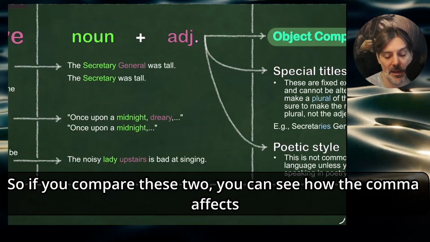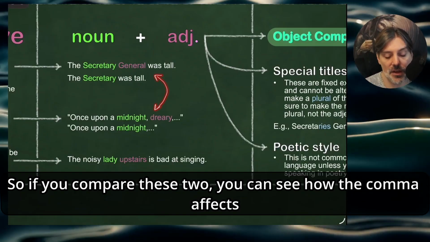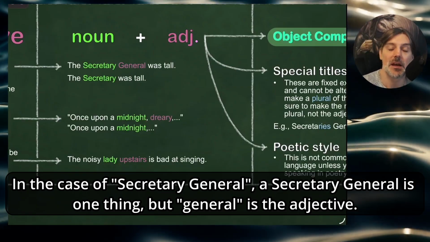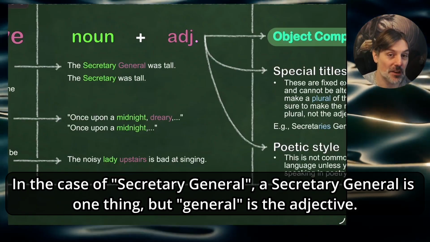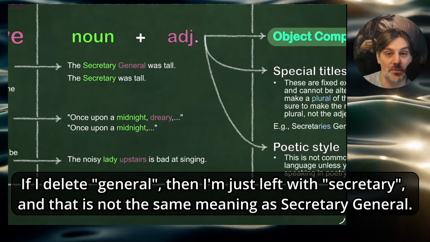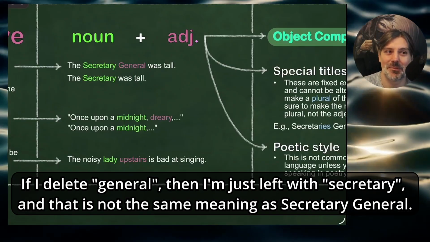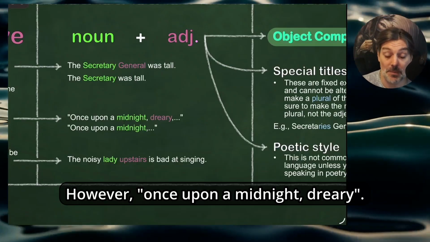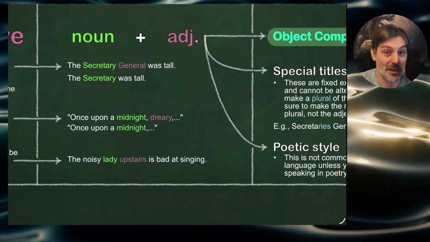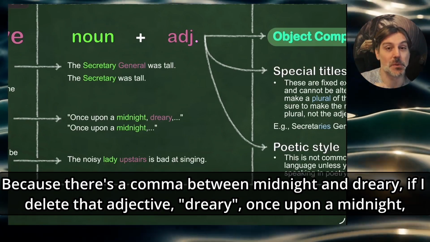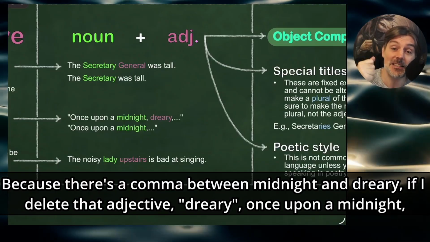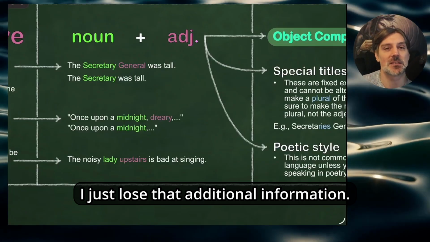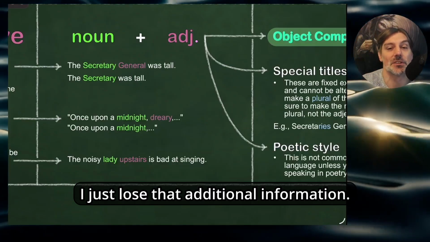So if you compare these two, you can see how the comma affects the meaning. In the case of Secretary General, a Secretary General is one thing, but general is the adjective. If I delete general, then I'm just left with secretary, and that is not the same meaning as Secretary General. However, once upon a midnight dreary, because there's a comma between midnight and dreary, if I delete that adjective, dreary, once upon a midnight, the meaning doesn't change. I just lose that additional information.